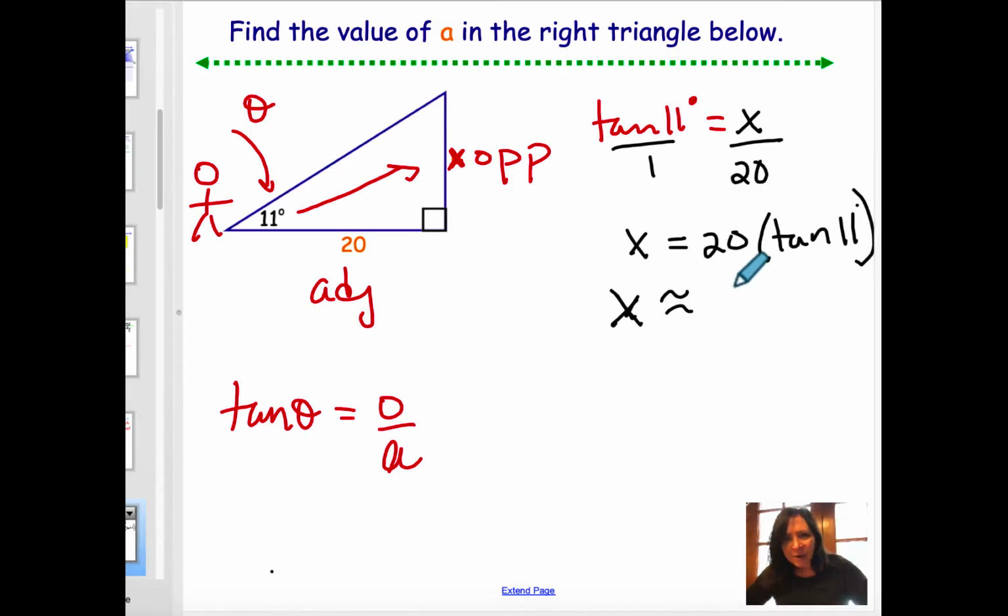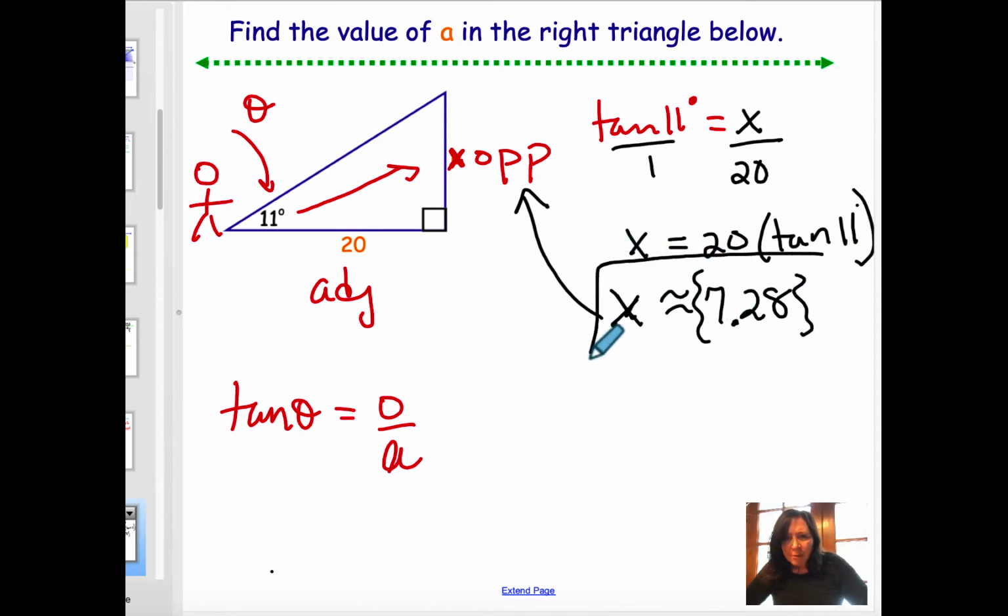And now my answer is approximately 7.28. And that's the length, that value right there, that's the length of that side. Okay, so that's that length of that side. Okay, you can box that up after you put that in solution sets.